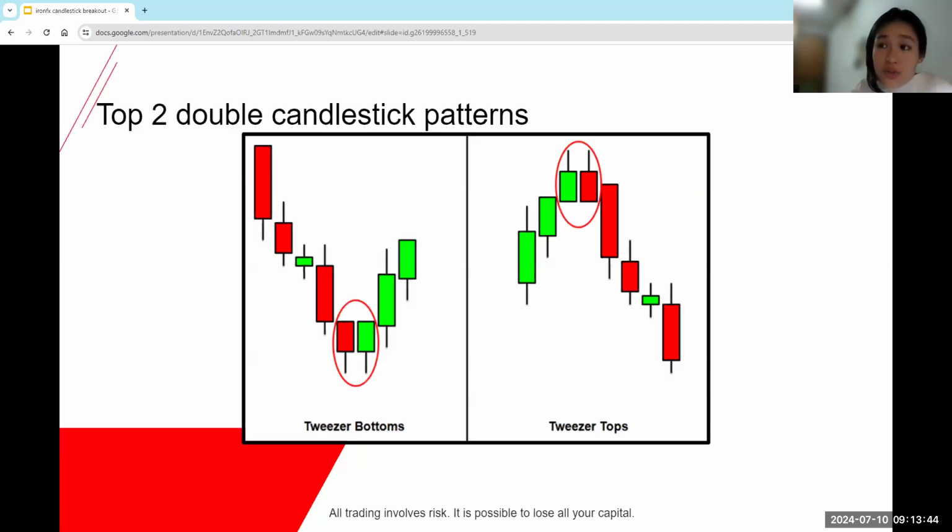Next, your tweezer tops would just be the upside down of your tweezer bottoms, with price moving in an uptrend at first, as signaled by this green candlestick, and then price reversing and moving in a downtrend following this red candlestick here.